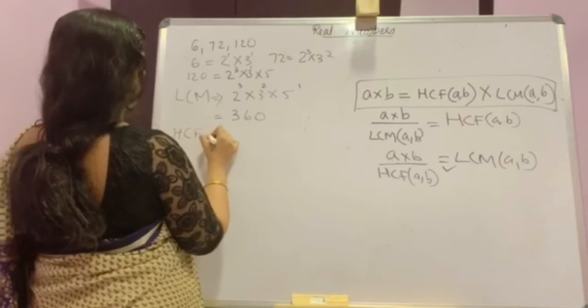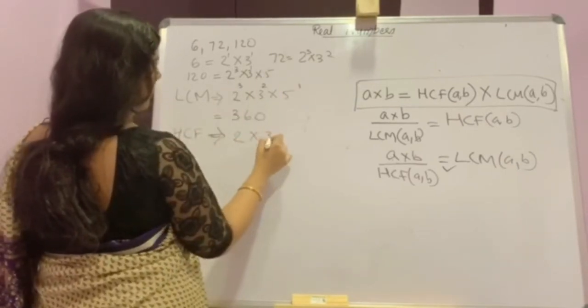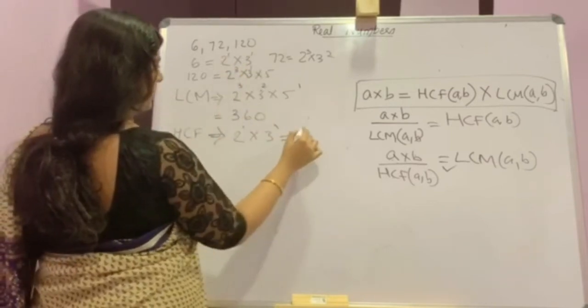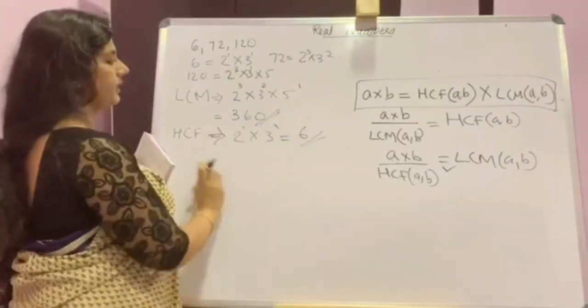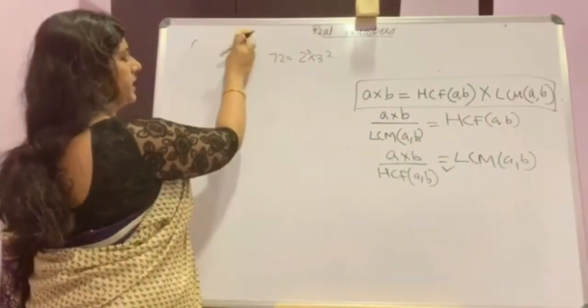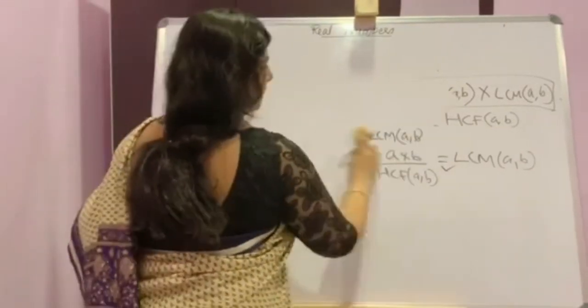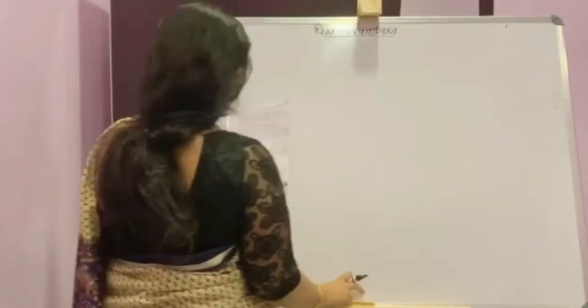HCF, only common factors. 2 and 3 are common factors, and their least power is 1, that is 6. This is the method to find LCM and HCF of 3 numbers. Now moving to the next type of questions.